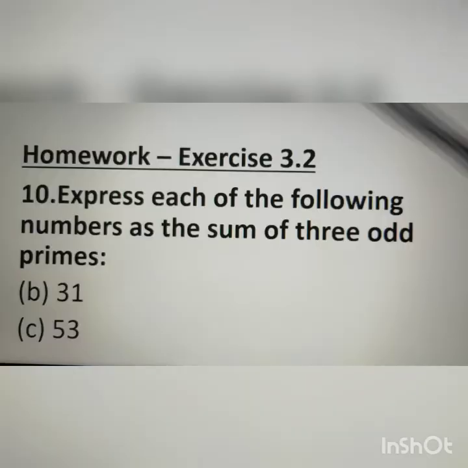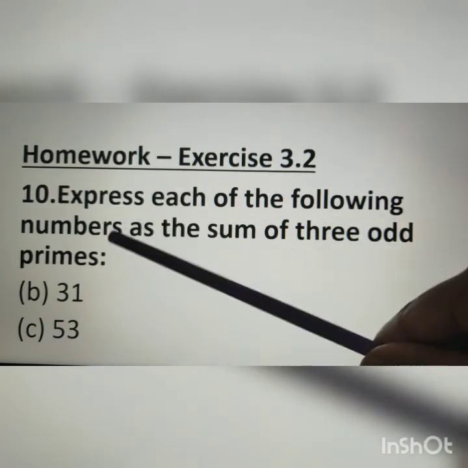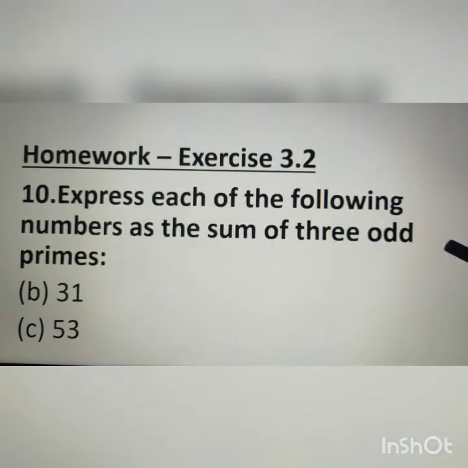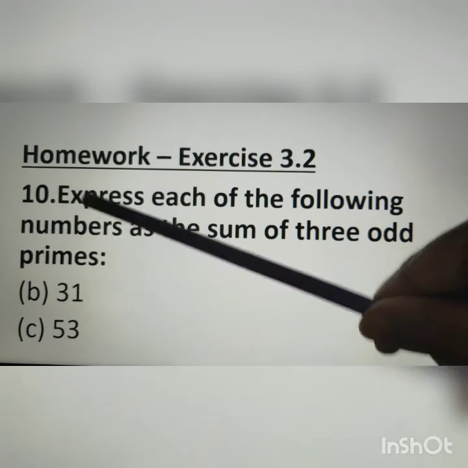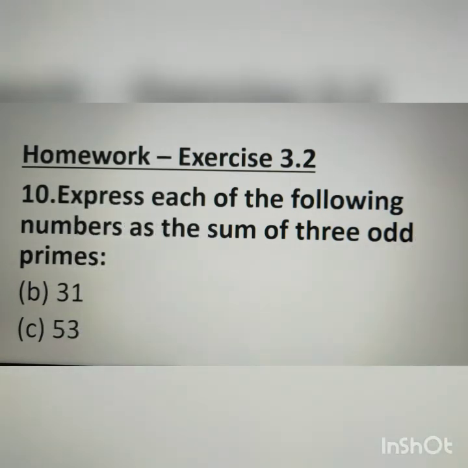Today we have completed exercise 3.2 and also discussed divisibility rules of 2, 3 and 4. Today's homework, exercise 3.2, question number 10. Express each of the following numbers as the sum of 3 odd primes. Question number B, 31 and question number C, 53.